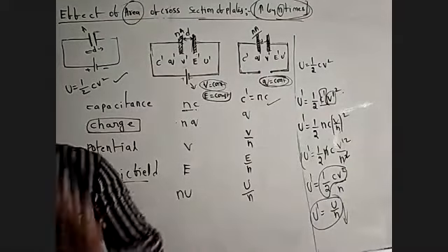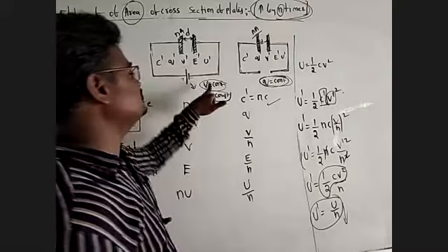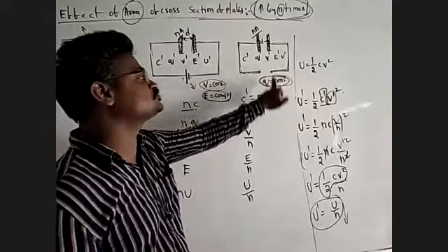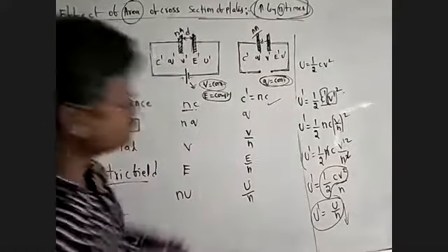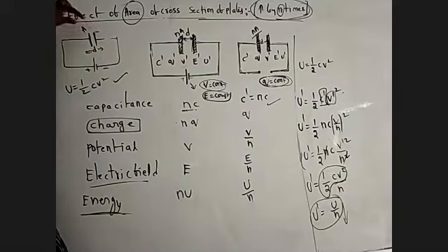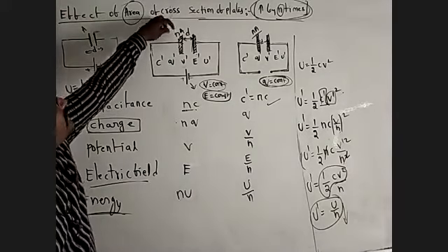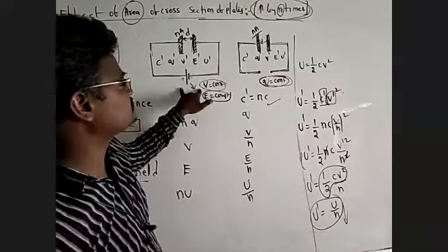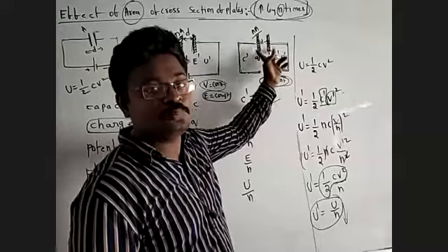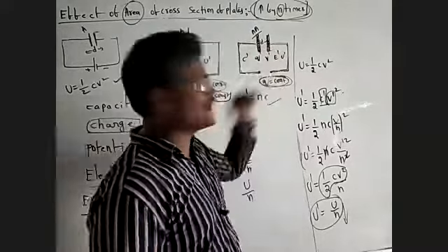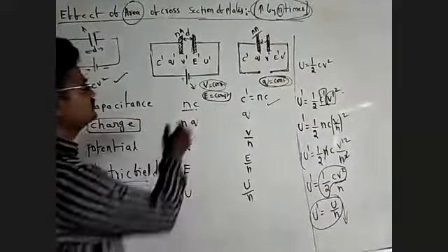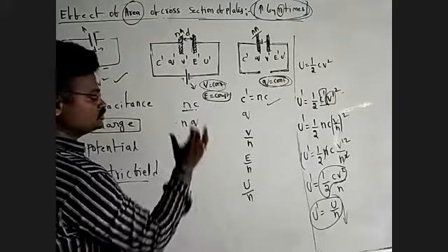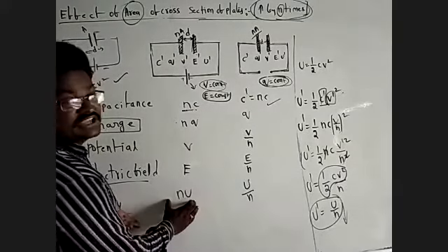One basic rule to keep in mind: battery connected means potential is constant, electric field is constant. Battery removed from the circuit means Q is constant. Based on this, we draw this. This is a plate, and this is an n into A plate. These plates are connected to the battery. The capacitance increases, charge increases, V is constant, E is constant, energy increases n times.